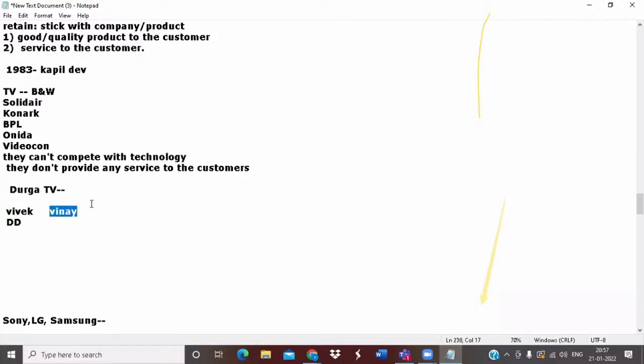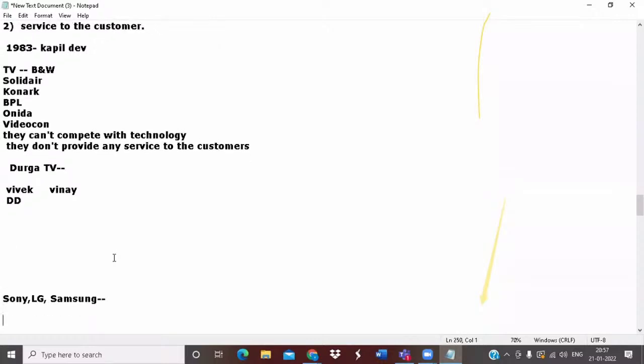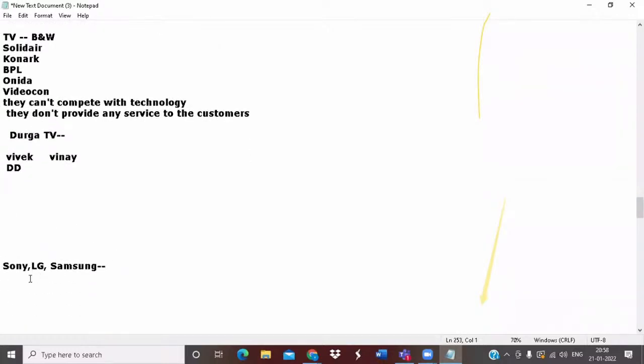So why is all this happening? They do not provide any kind of service. Durga TV people do not provide any service to the customer. But today's scenario is completely changed. Suppose today Vivek went to a TV showroom, a Sony showroom, and bought a TV worth 1 lakh. He paid the amount at the counter.